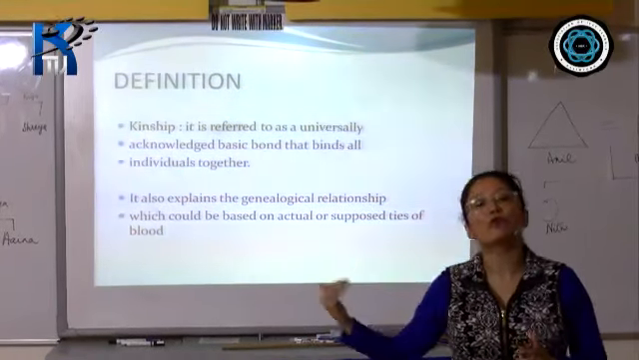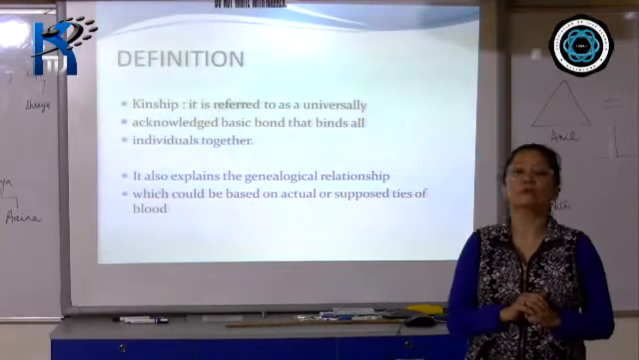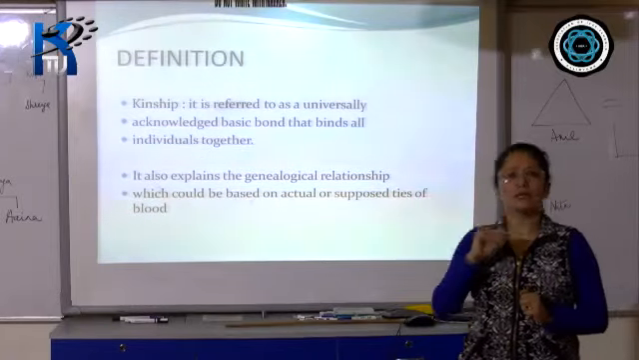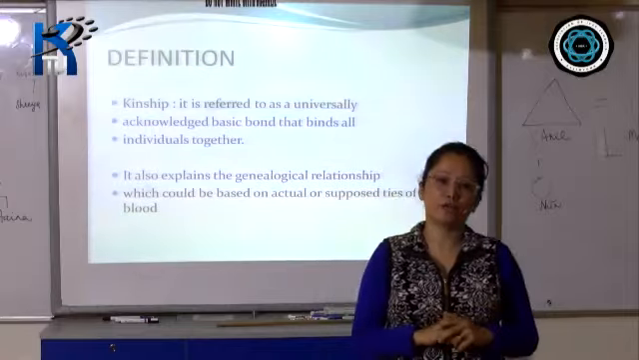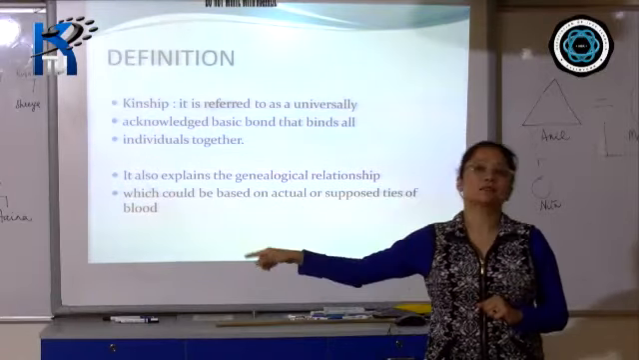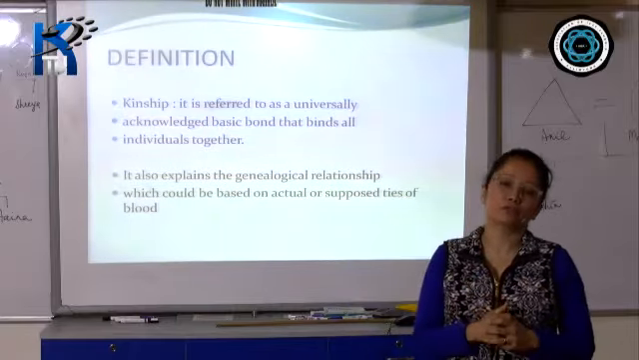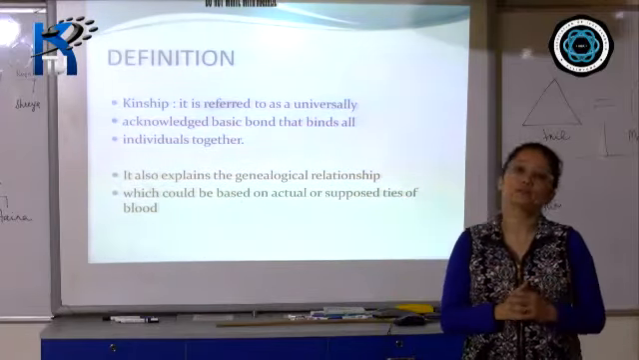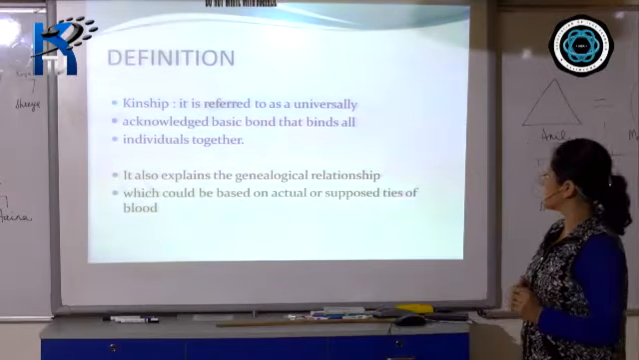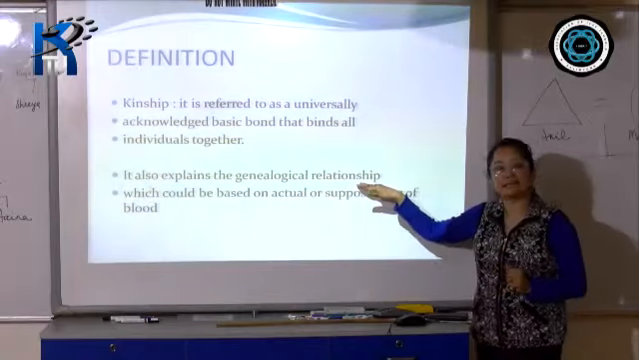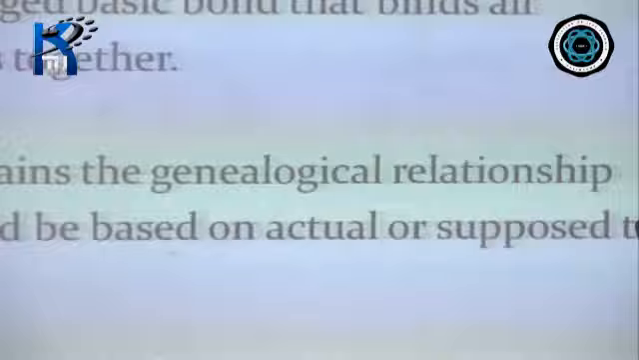And if we have to go backwards, if somebody asks you, how are you related to that person? Normally we say, he is my father, she is my aunt. Oh, he is my aunt's husband. Oh, this person is my aunt's son. So in this way, we go back to our origin and we explain the relationship. So when we are talking about kinship, first and foremost, what we have to understand is the genealogical relationship. How are you related to that person?